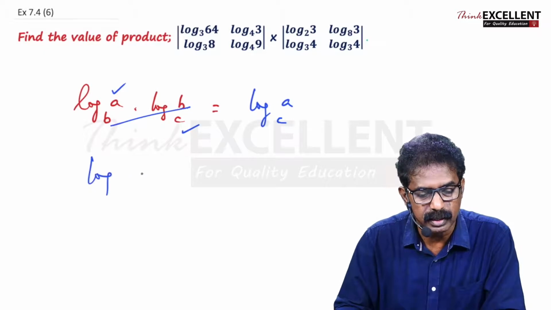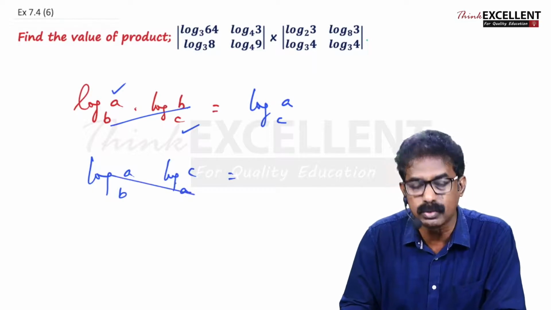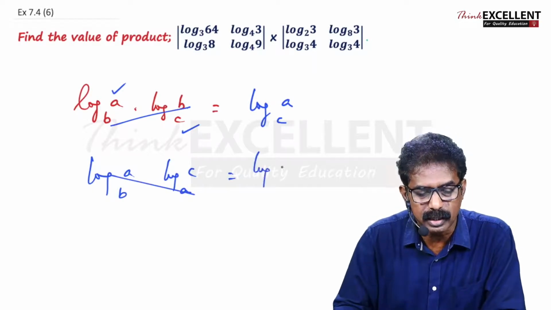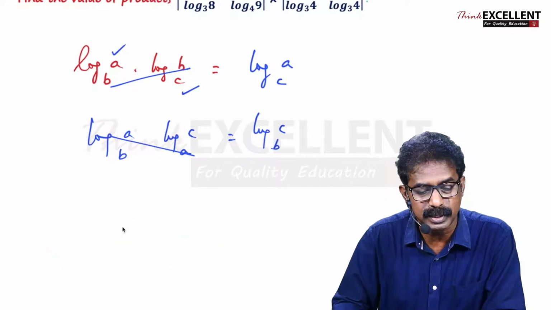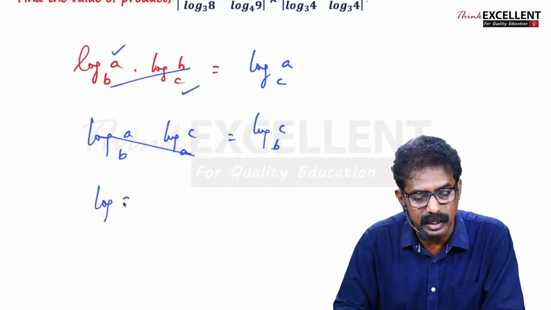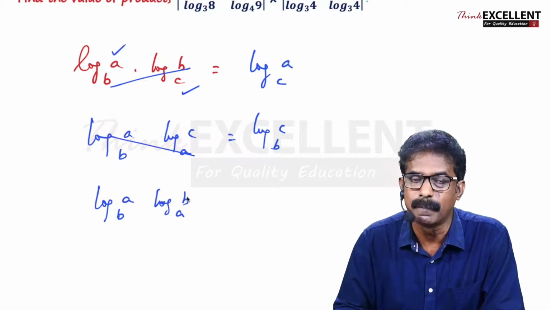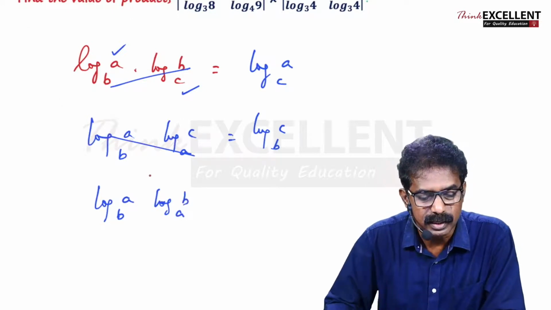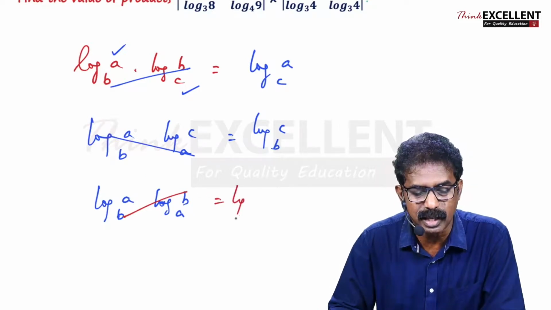Suppose even log a to the base b into log c to the base a. Here also you can simplify. These two are equal, so it is log c to the base b. Sometimes both may be equal. Please listen, both the diagonals. So log a to the base b into log b to the base a. Here these two are equal. You can leave it. So your answer is log a to the base a.